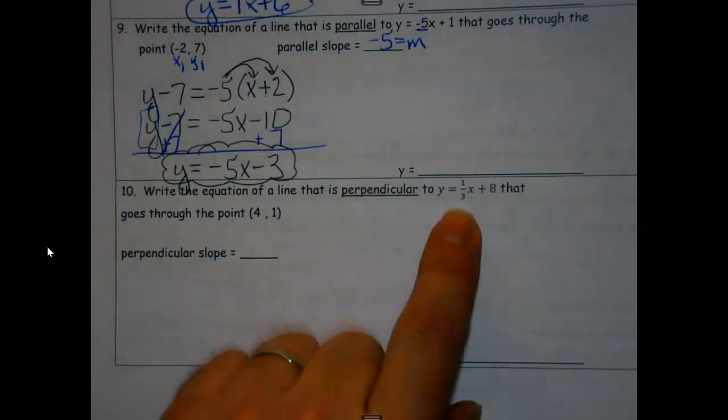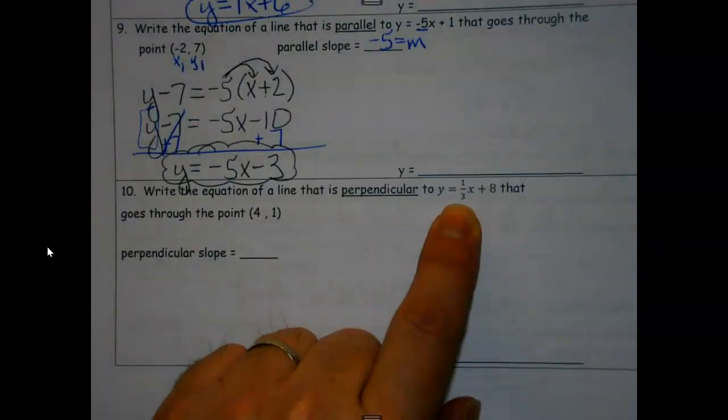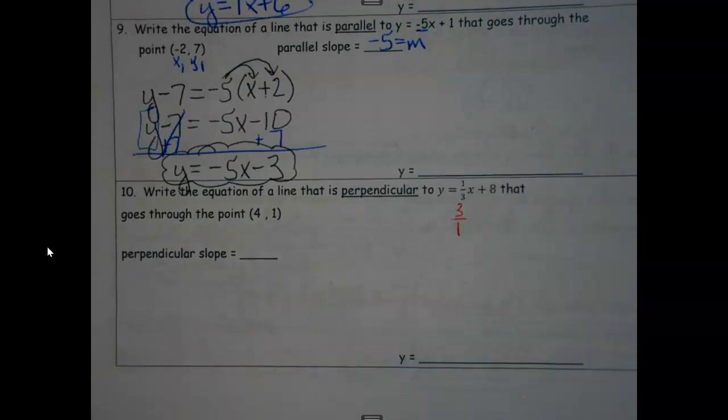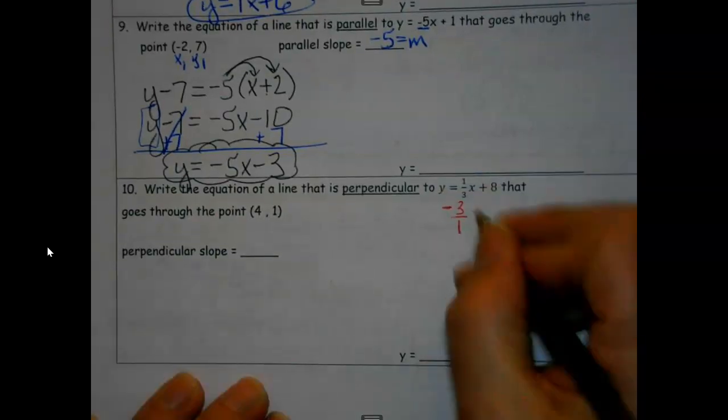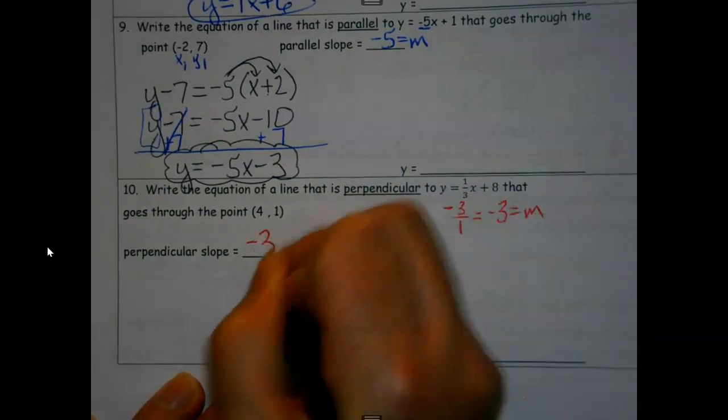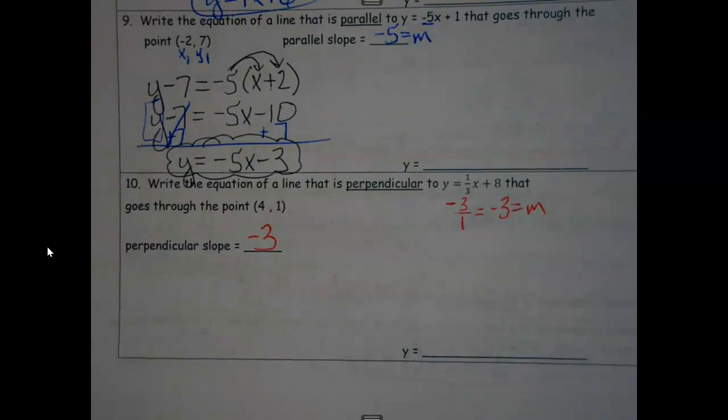If it's positive, I made it negative. So I look at this one. I'm going to take 1/3, I'm going to flip it, 3 over 1, and I'm going to change the sign. And since -3 over 1 is just -3, that's what I'm going to use. Wouldn't hurt if I'd use -3 over 1.